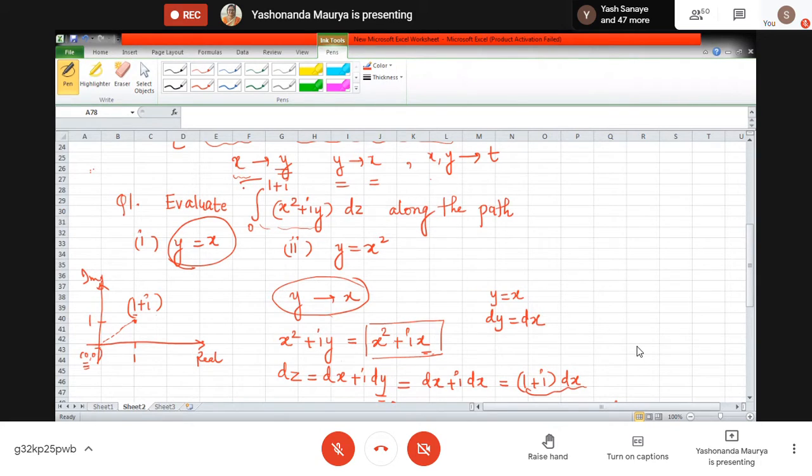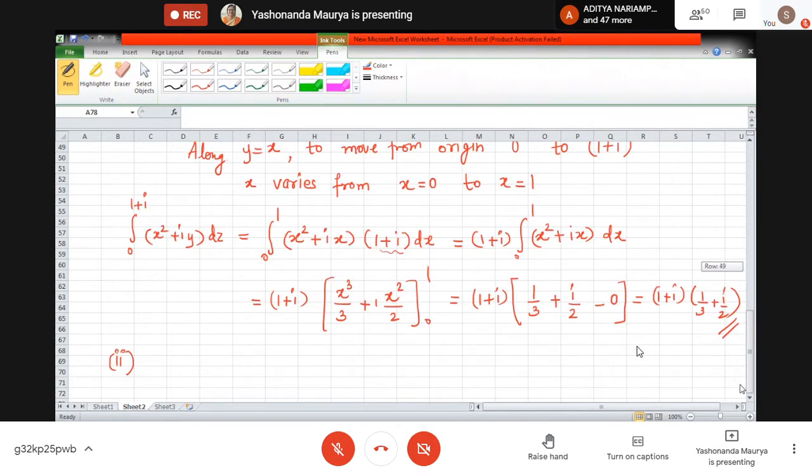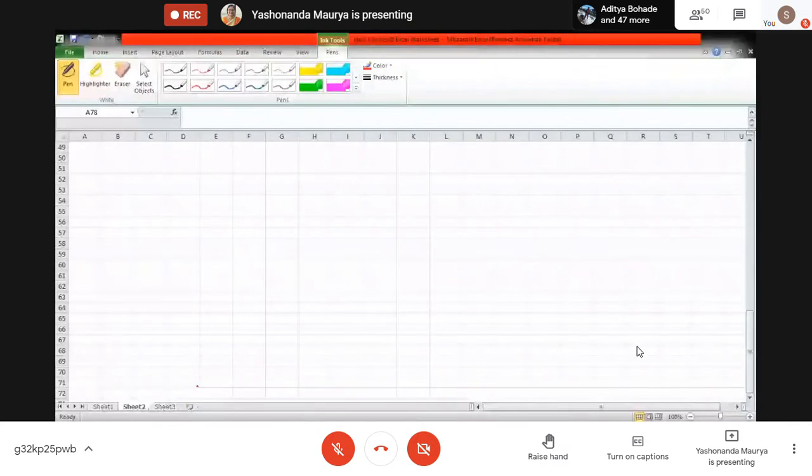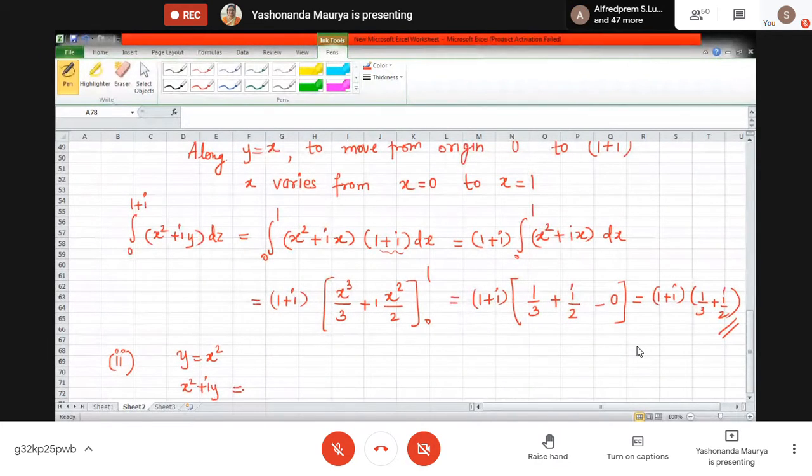Yeah, now it started working. I don't know what happened earlier. Okay, so now for the second one, we have got y is equal to x square. What will be the integrand? The integrand was x square plus iy. So this turns out to be x square, and we will replace the y term now. It will be i times x square, because y is x square. So I can take out this x square common: it is 1 plus i.